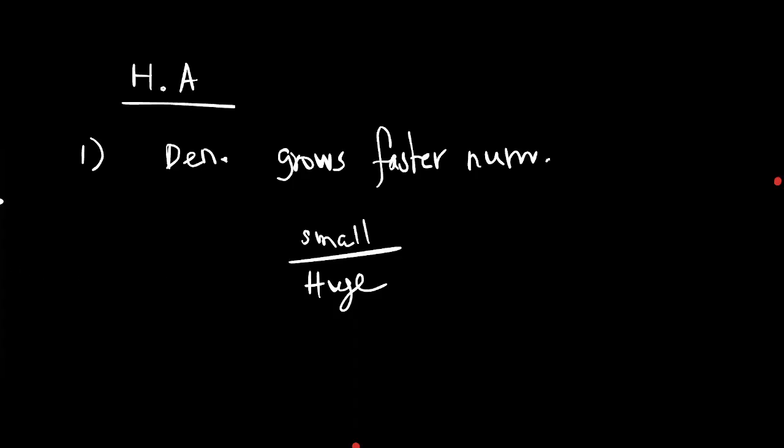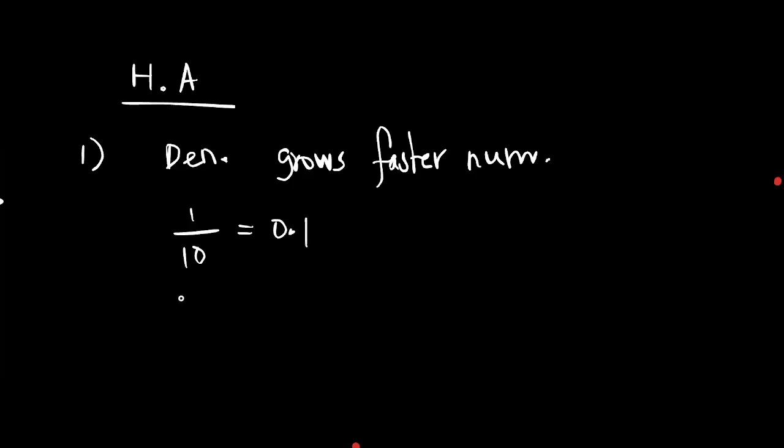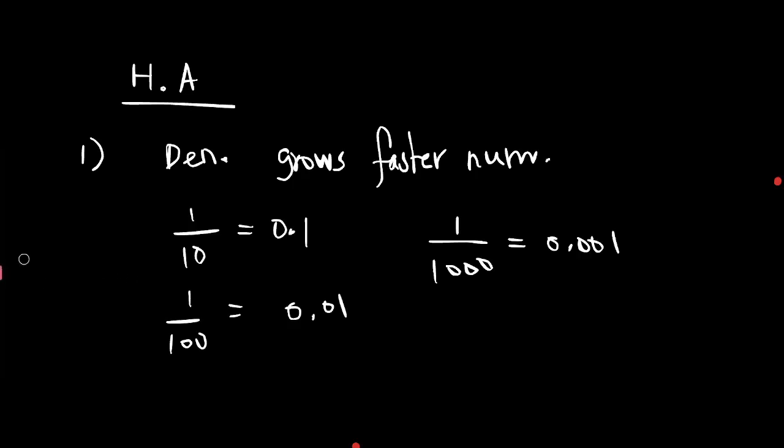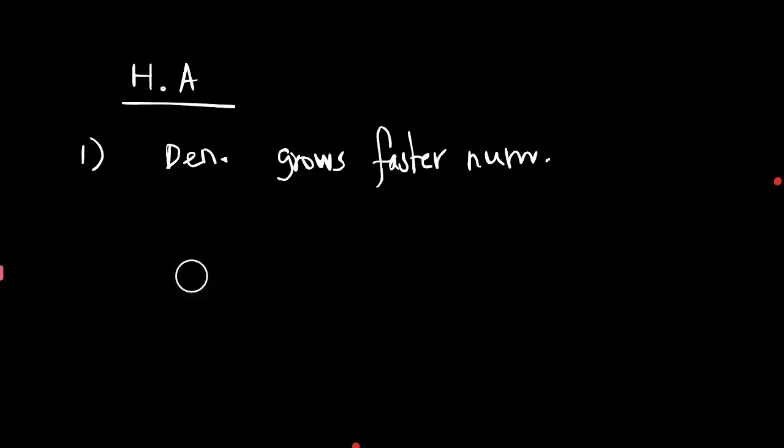Why? Well, just looking at the basic idea of fractions itself, right? Hopefully this is a review, but we know if we have a fraction like 1/10, for example, that's 0.1. 1 over 100, that's 0.01, already much smaller. But what about 1 over 1,000? That's 0.001, right?